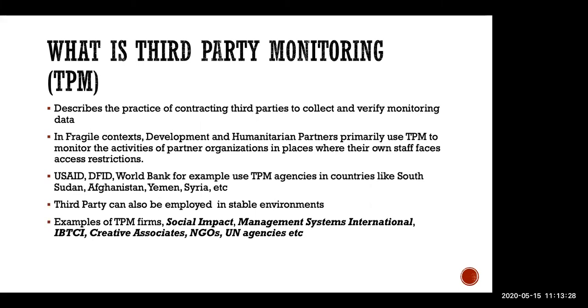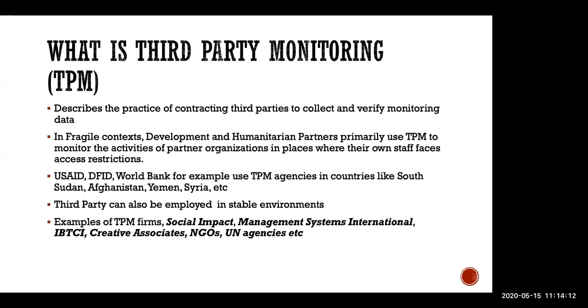etc. So why is third-party monitoring applied? These are some of the things that we're going to be discussing. In fragile contexts, development and humanitarian partners primarily use TPM to monitor the activities of partner organizations in places where their own staff face access restrictions. I know there are many people who've worked in a fragile context, whereby it could be a war-torn country. It could be a country whereby staff members are not able to go to a particular district or province or place, but they might actually have projects going on in that country. That's where TPM can be applied.